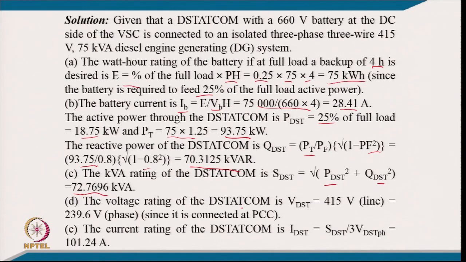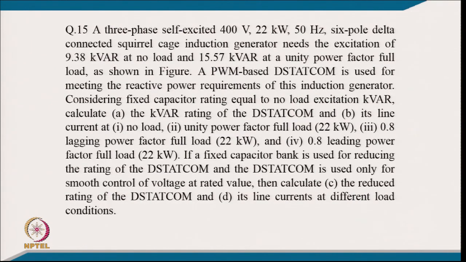72.6696 kVA, and the voltage rating of the STATCOM is 415 volt, connected across the line, and the current rating of the STATCOM will be S divided by root 3 VT. So, it comes to 101.24 ampere.